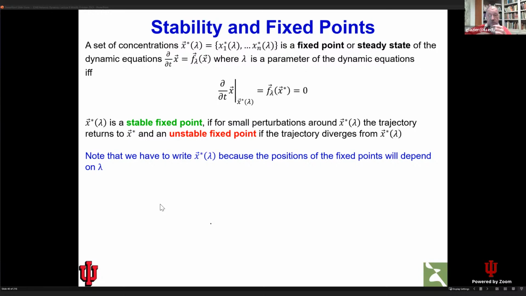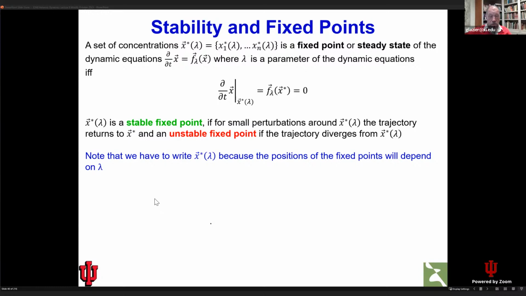We can think about this as a pen that's balanced. If I balance this very accurately upright, it's an unstable fixed point. If I push it a little to the left, it falls down. If I push it a little to the right, it falls down. If it's lying flat on the table, it's a stable fixed point. If I push it up a little bit, it comes back where it was. That's fundamentally the concept of stable and unstable fixed points.